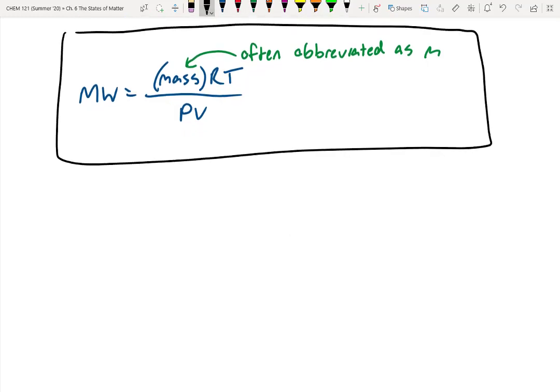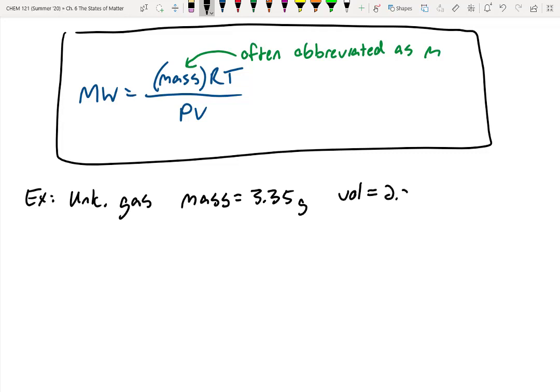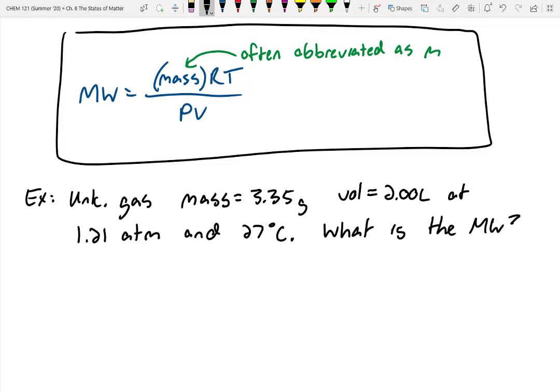So let's imagine this problem. Let's say we've got an unknown gas that we're investigating. This unknown gas has a mass that was determined experimentally to be 3.35 grams. It has a volume equal to 2.00 liters at 1.21 atmospheres, that's the pressure, and 27 degrees Celsius. All right, what is the molecular weight of the gas?